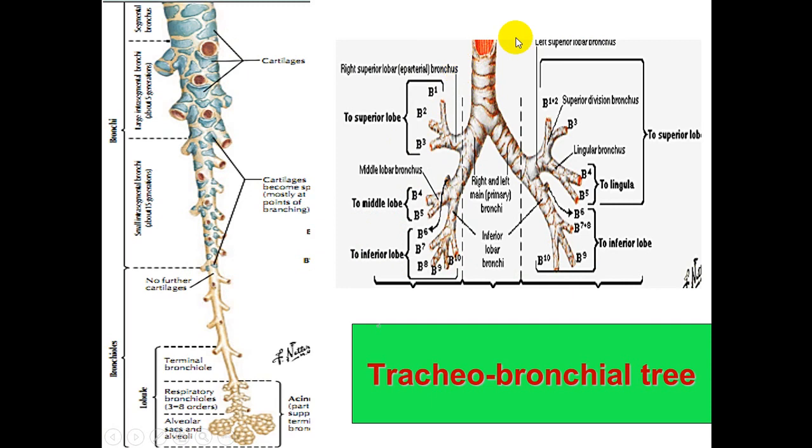The tracheobronchial tree starts with the trachea. It is a 10 to 15 centimeter long tube which starts in the lower part of the neck as a continuation of the larynx, from the lower border of the cricoid cartilage at the level of the 6th cervical vertebra, and from there it enters the superior mediastinum.